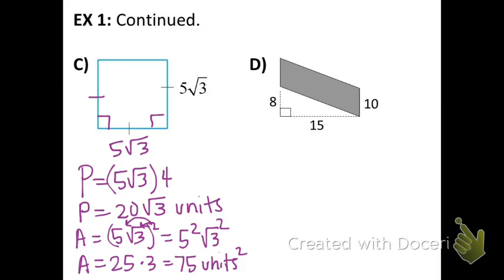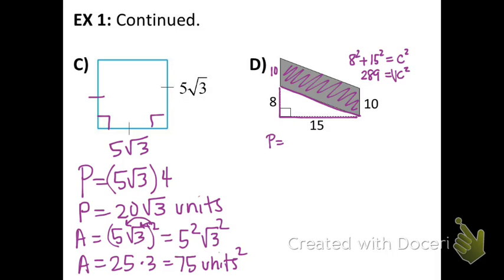Okay, on D, first of all, you need to know that we're finding the area of the shaded shape, which is a parallelogram. The other information is given to us because we need it. So first of all, to find the perimeter, we're going to add all the sides. I know this side is 10, but I'm not sure what this side is here, and that's where we use this triangle. Because it's a right triangle, we take 8 squared plus 15 squared, and that equals c squared. We solve that. 8 squared is 64, 15 squared is 225. We add those together and get 289 equals c squared, and we take the square root of that, and c is 17. So this side is 17.